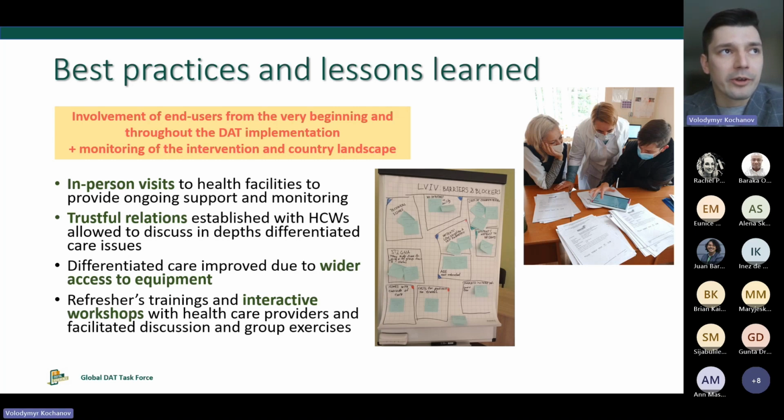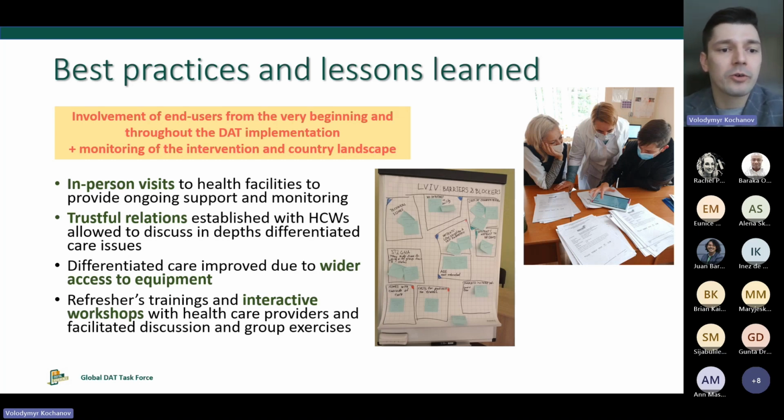In order to address issues with the lack of healthcare providers, we improved differentiated care through providing wider access to equipment. We distributed tablets into regions where TB nurses had no personal computers in their health facilities. So when TB doctors were too busy, TB nurses could support them in this routine daily monitoring and reviewing the list of patients on digital adherence technologies.